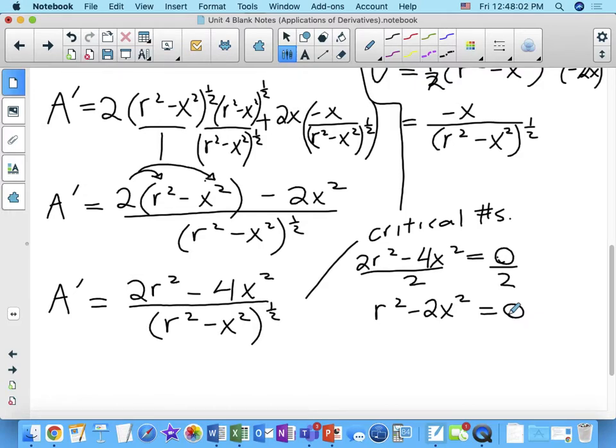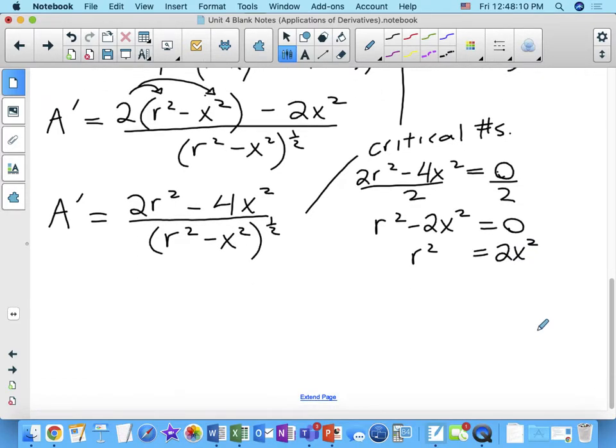Okay? And if I keep going, I'm going to have r squared equals 2x squared. Remember, r is a number. We don't know what it is, but it's a number. It's a constant. And I want to solve for x, so I'm going to divide by 2, divide by 2. So I get x squared equals r squared over 2. So I have to take the square root.